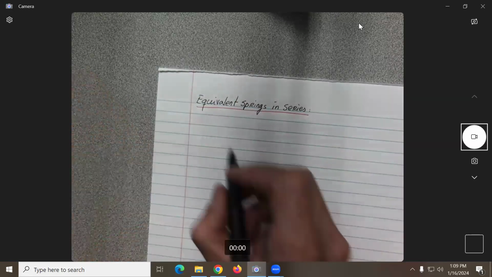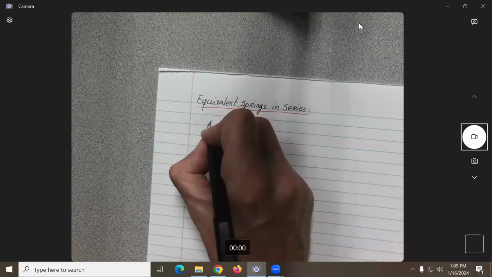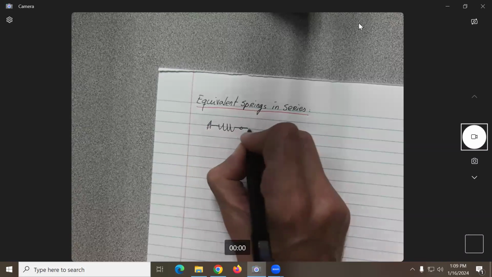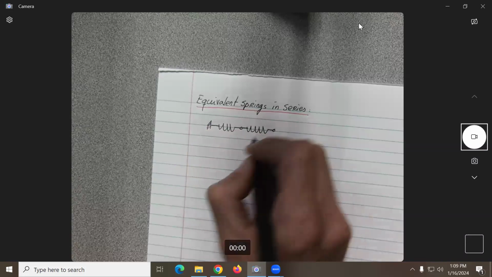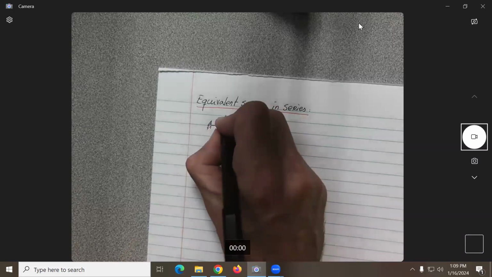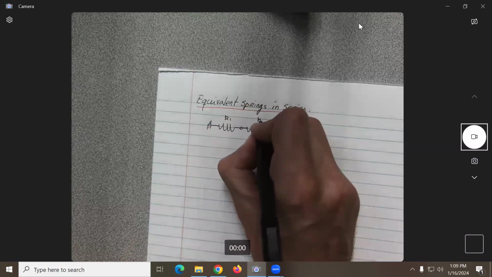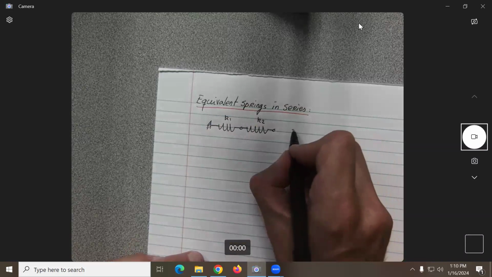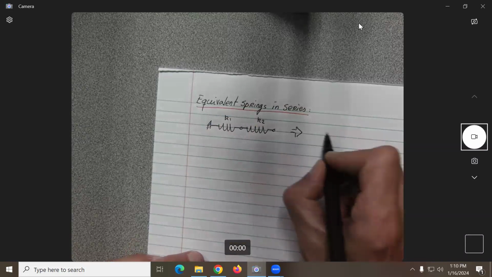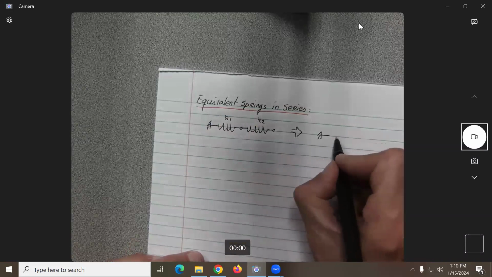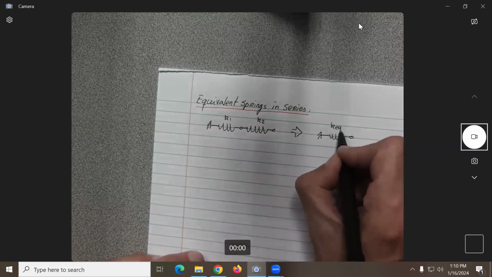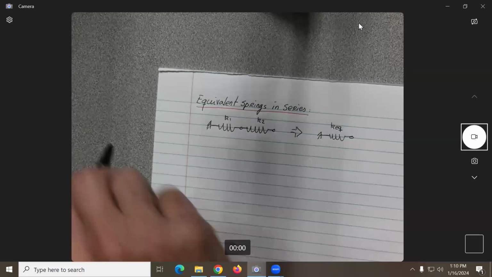So basically, what does it mean that you have two springs in series? Is that you have here a spring K1, a spring K2, that we want to replace by a K equivalent, no?